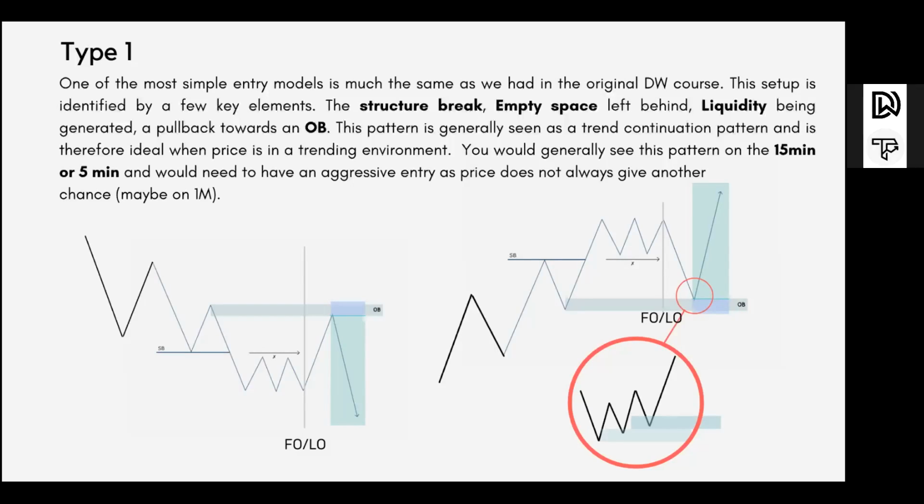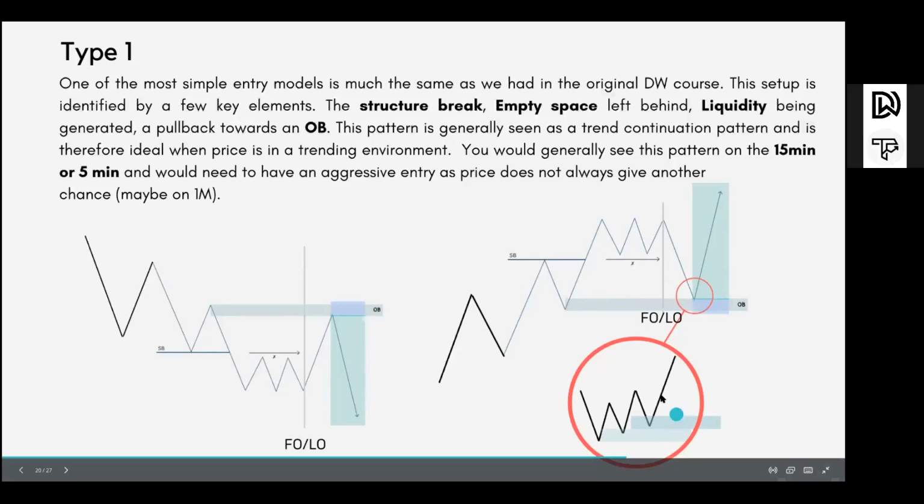Now, as I said before, you can clearly see this pattern on the 15-minute or 5 minutes, and you would mostly need an aggressive entry, as price does not always give another chance. But there's the exception. When price reaches that level on the 15-minute or 5 minute, you can find confirmation on the 1 minute. So don't go and jump into every 1 minute trade, but looking at the 15-minute or 5 minute price action, on the 1 minute you can possibly see the structure shift, something like this, where we have a push, pullback, a push, breaking that structure, and then a return to an order block created.